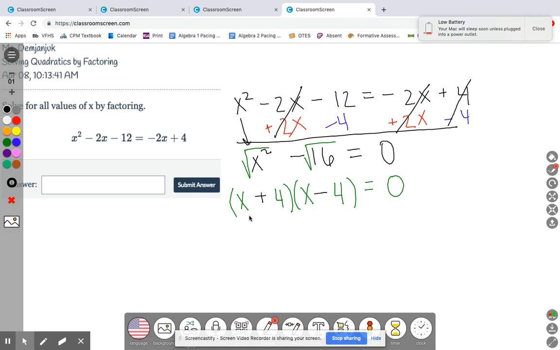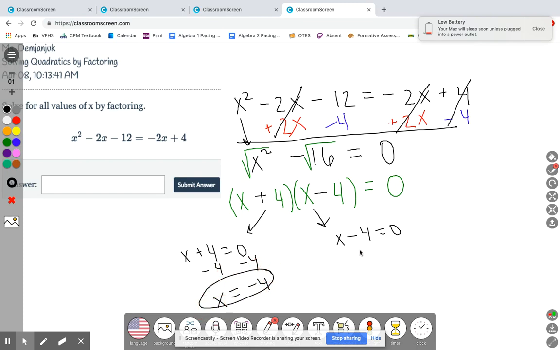Now we have the product, two things being multiplied together to equal 0. We'll do our 0 product property, x plus 4 equals 0, x minus 4 equals 0. Solve for x, subtract 4 from both sides, we get x equals negative 4. Solve for x, add 4 to both sides, we'll get x equals positive 4.